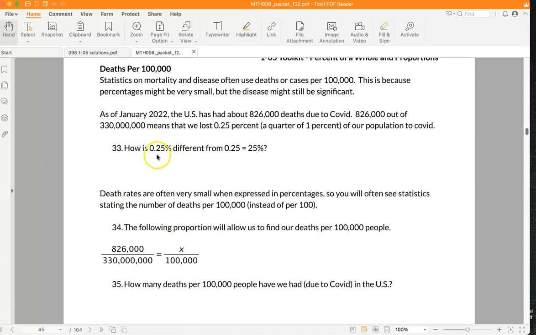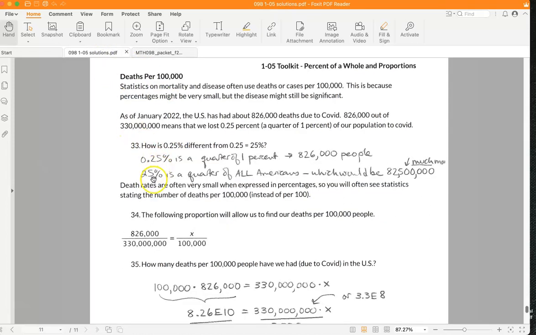Well, this is very tiny. If we lost a quarter of our population, that would be unimaginable. We lost a lot of people, but it was 0.25. It was a quarter of 1%. So a quarter of 1% is 826,000 people. 25%, if we worked that out, it would be 82,500,000 people. So that would be much more. So just remember that 0.25% is not the same thing as 25%.